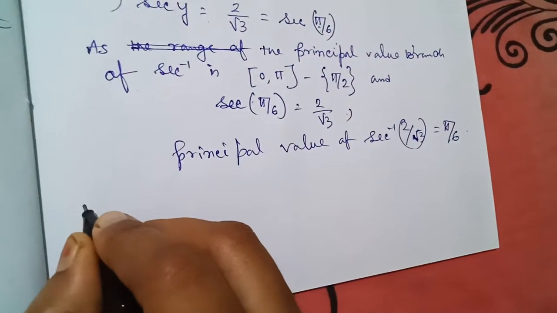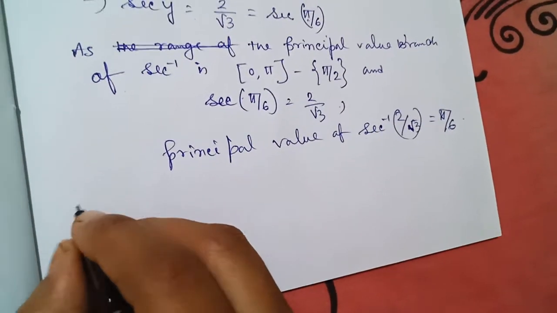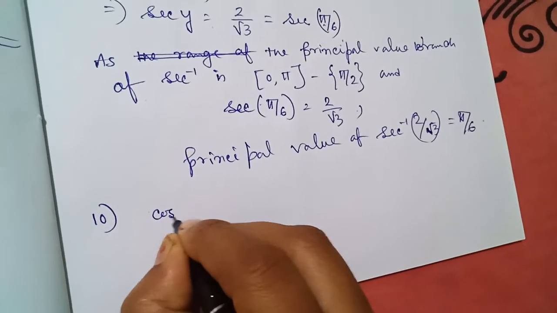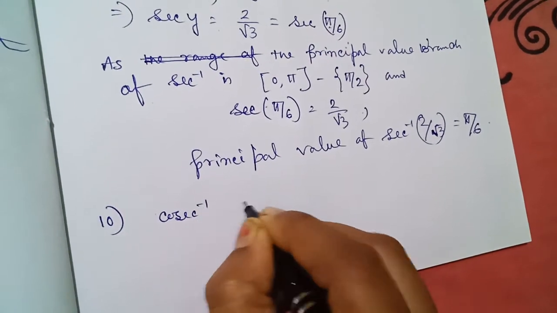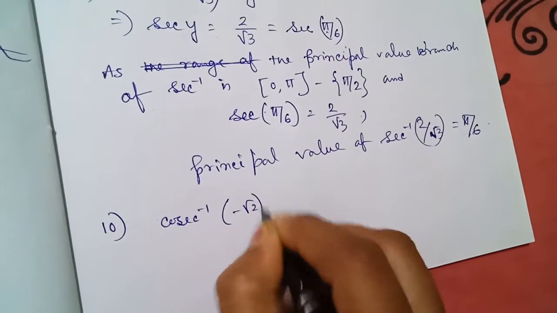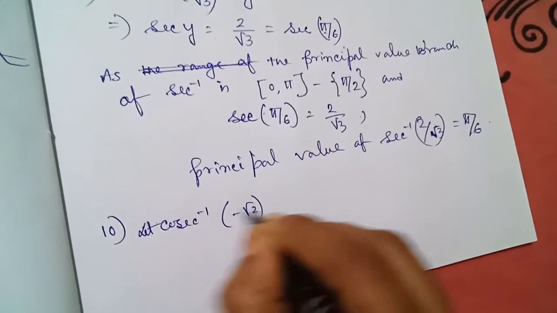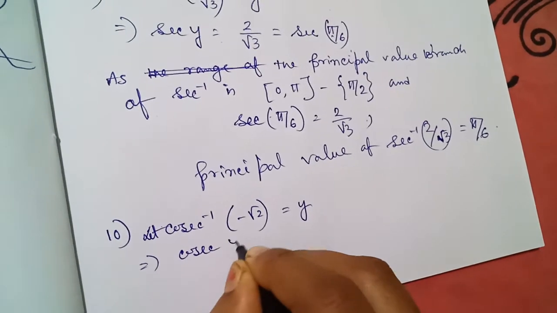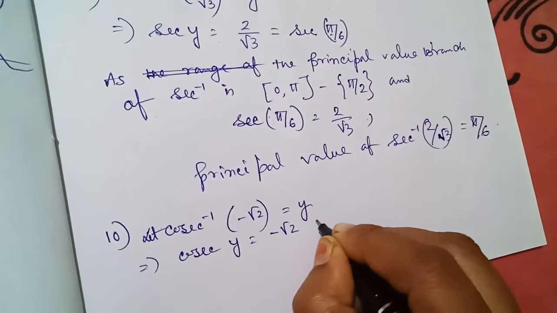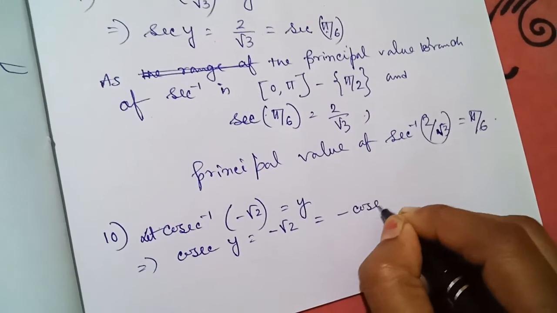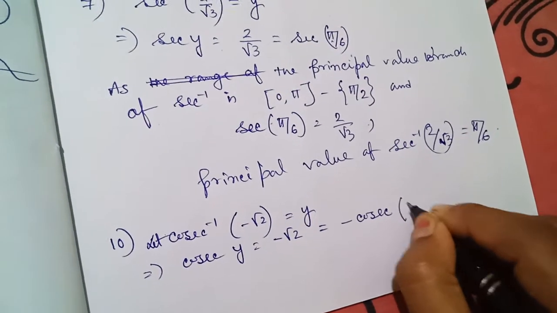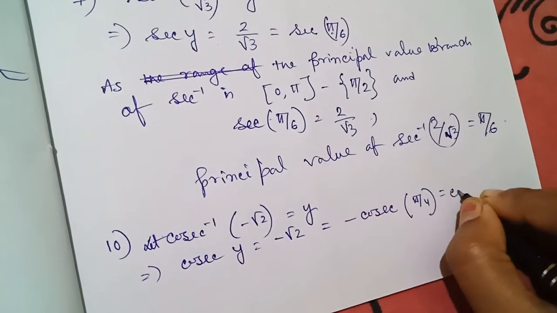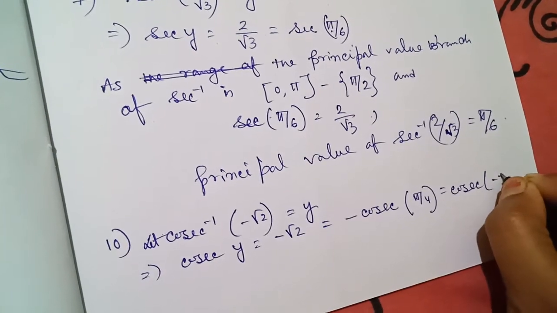Let's do another question. Question number 10. It is given as cosec inverse minus root 2. Again, we will take this as y. It means cosec y equals minus root 2, which equals minus cosec pi by 4. Minus cosec pi by 4 we can write as cosec of minus pi by 4.